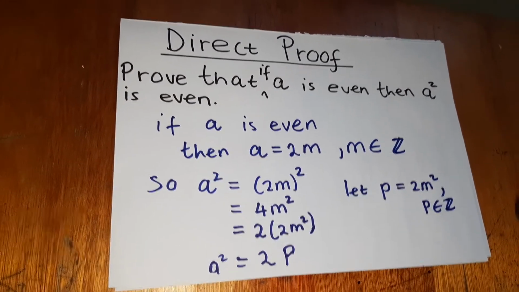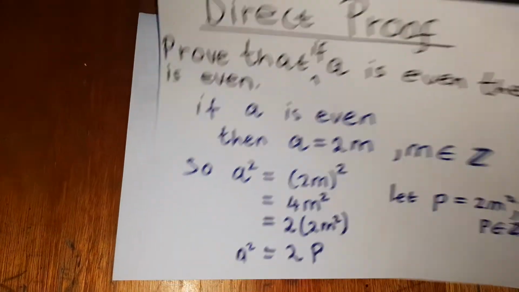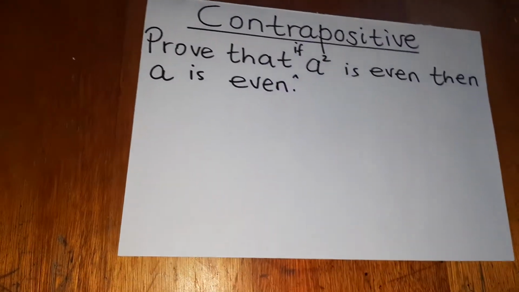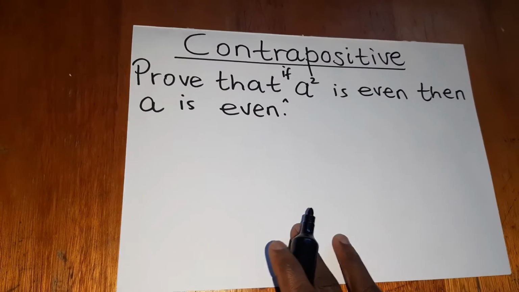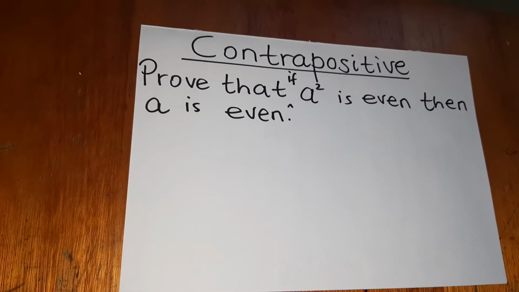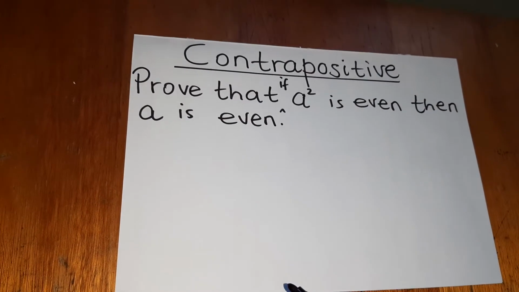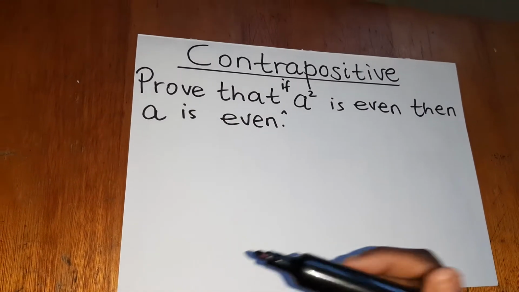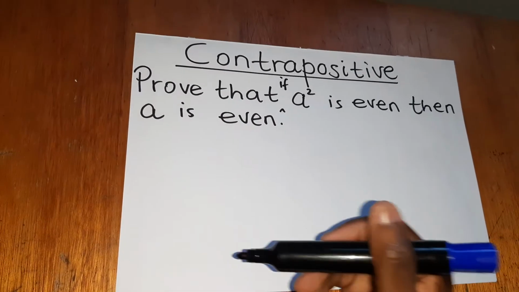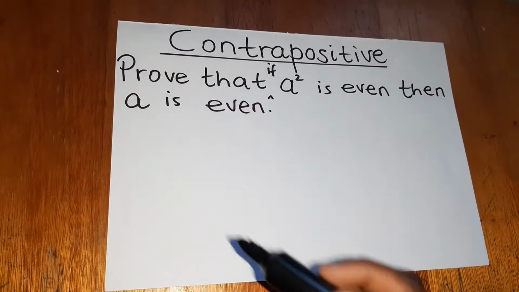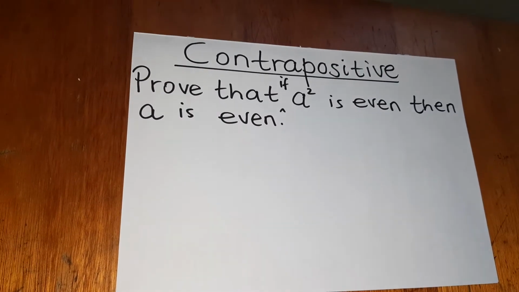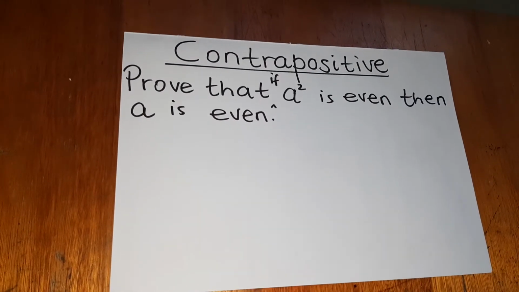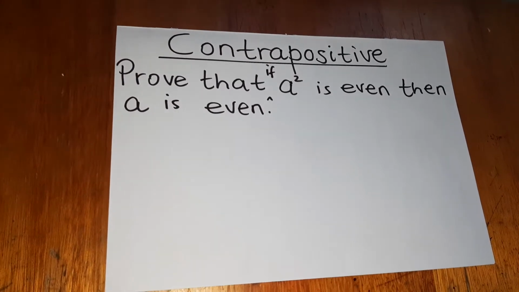Now let us move to the second example. We are moving to the proof by contrapositive. Now we want to prove that if A squared is even, then A is even. If p implies q, remember, if p, then q. This is contrapositive. Now we will say if not q implies not p.